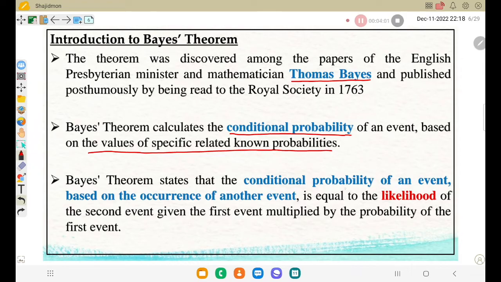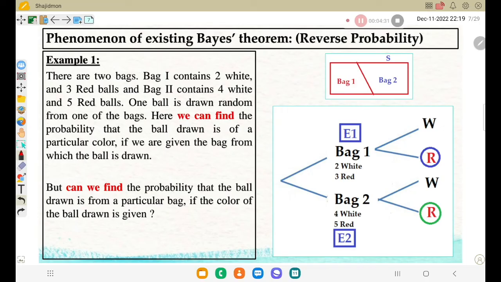Now Bayes theorem states that the conditional probability of an event based on the occurrence of another event is equal to the likelihood of the second event given the first event multiplied by the probability of the first event. Let's go to practical questions so that you will understand more. Instead of studying theoretically, we can go to some application questions so that it is easily understood. So Bayes theorem is just calculating the conditional probability. Now how it works, you can see, is the phenomenon of Bayes theorem or reverse probability. We are calculating the reverse conditional probability.